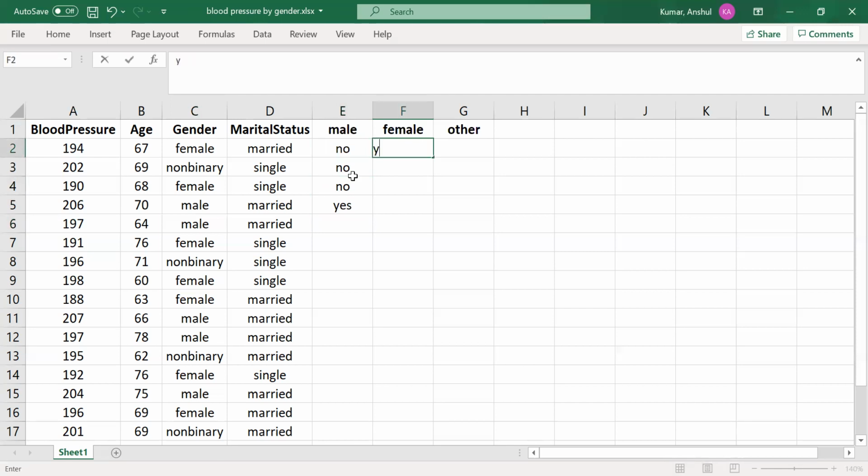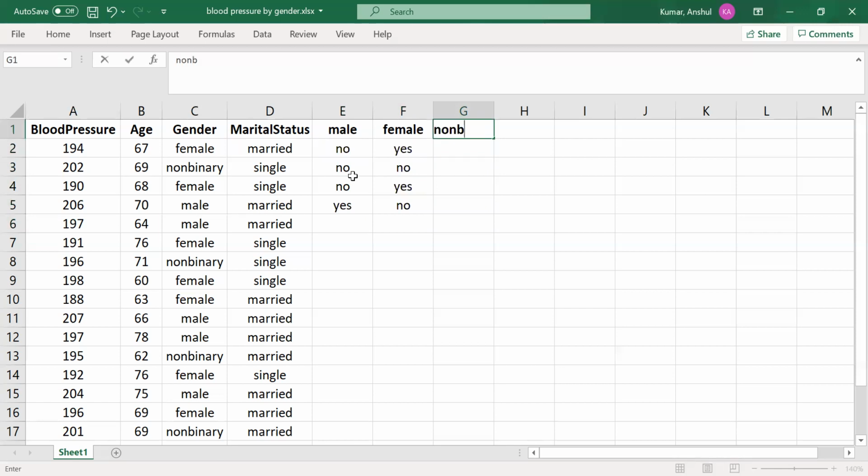Is this person a female? Yes. This person in row 2 is a female. This person in row 3 is non-binary, so they're not a female. So in column F, we put no. This person is a female, we put yes. This person is a male, so we put no in the female column. Now we move over to the other column.